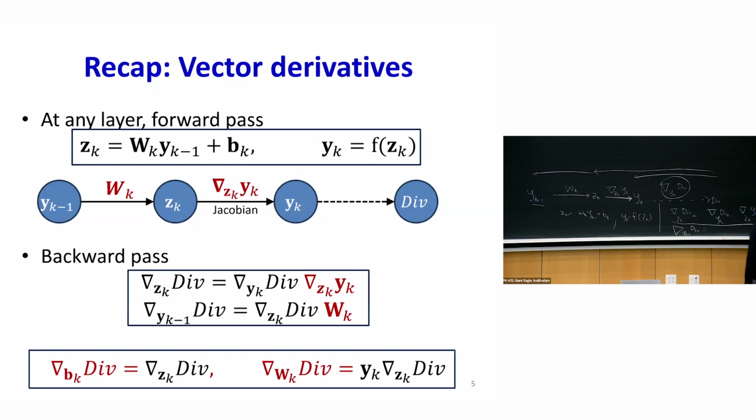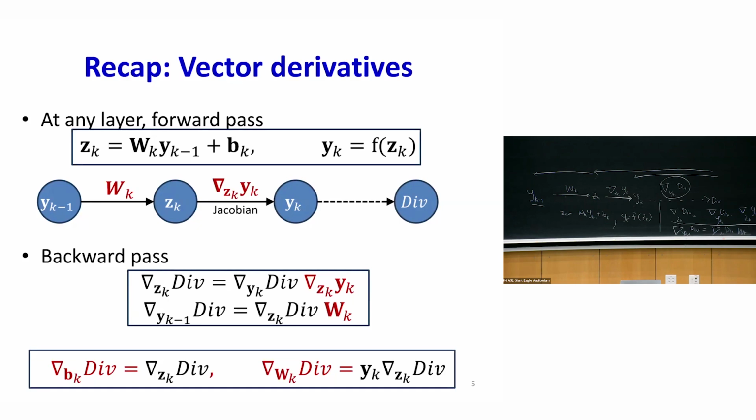So this was going to be the derivative of the divergence with respect to zk multiplied by, what was that term? Wk. And so this, you could just iterate, step back through the network. Whatever derivative you had over here, you multiplied it by the Jacobian to get the derivative here. Whatever derivative you had over here, you multiplied it by the weight matrix to get the derivative at yk minus 1. You could keep stepping backwards, right?